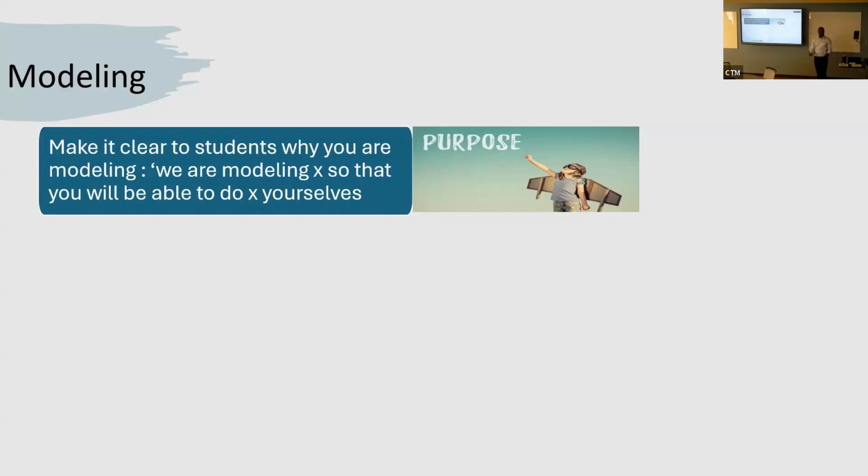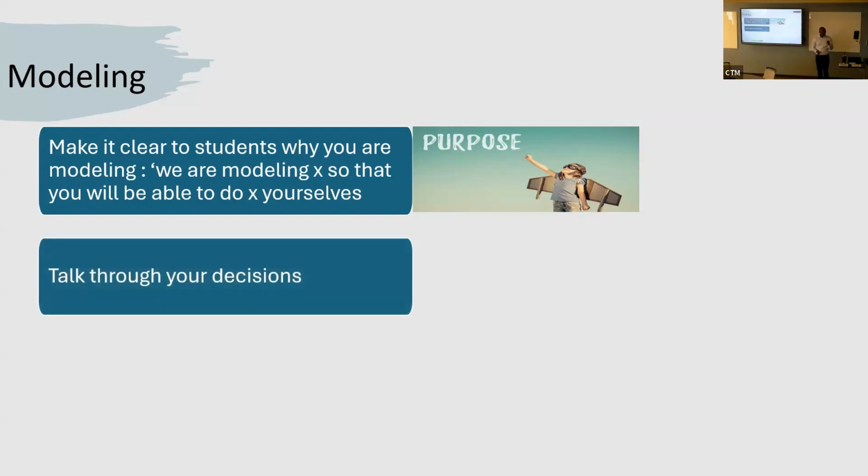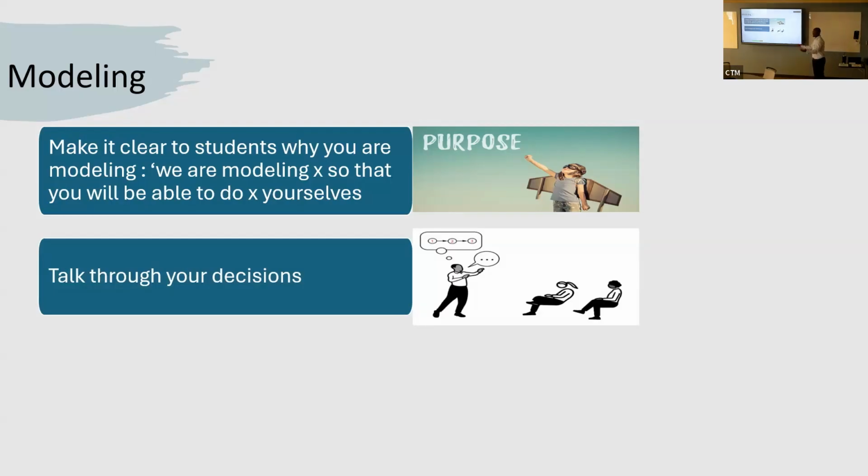You need to actually verbalize, right, that I am modeling ABC so that you can see how it's done, and then you can go on ahead and do it by yourself. So you need to be intentional about it. You need to actually talk about it. Speaking of talking, you need to talk through your decisions as you are modeling an exercise. So you need to kind of let them know what you are thinking in your mind.